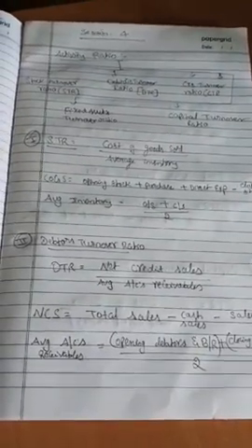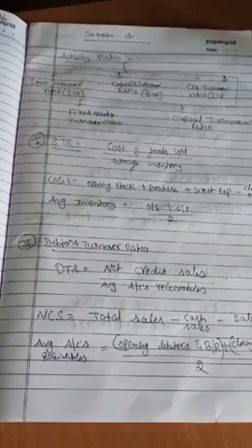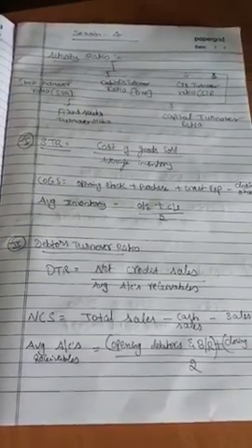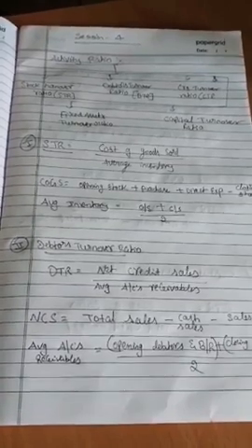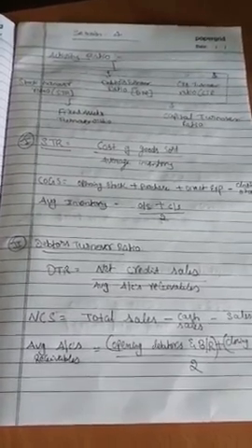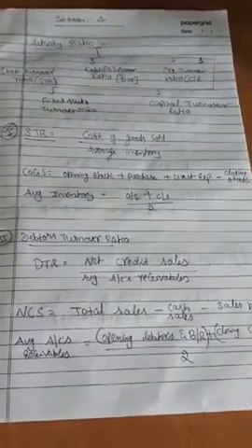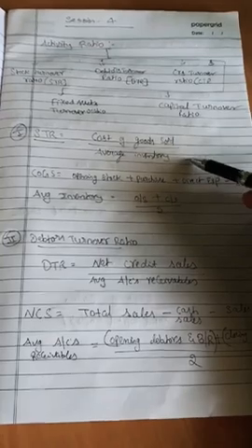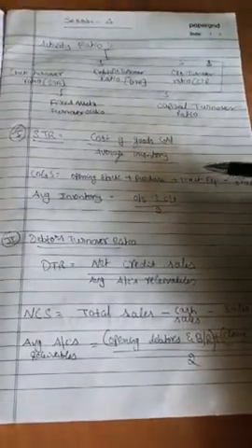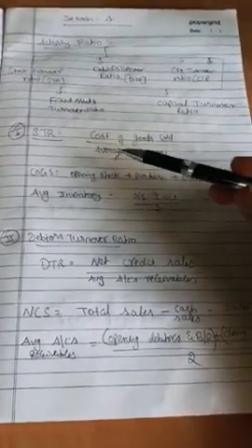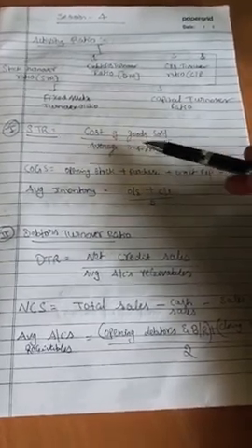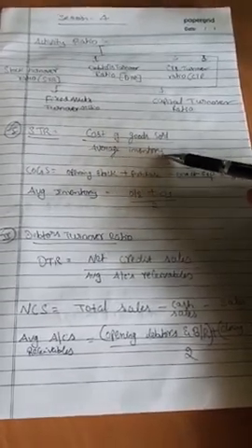Now stock turnover ratio, why we need to calculate this, is very simple: to determine the number of times the inventory is purchased and sold during the fiscal year. So we are going to check how many times we have purchased and sold in the fiscal year. For that reason we are calculating the stock turnover ratio. The formula is: stock turnover ratio equals cost of goods sold divided by average inventory.